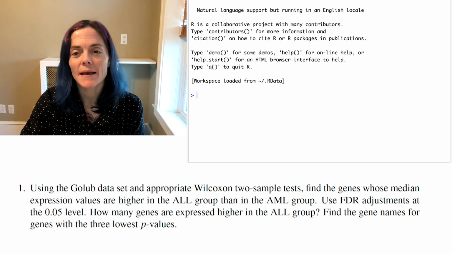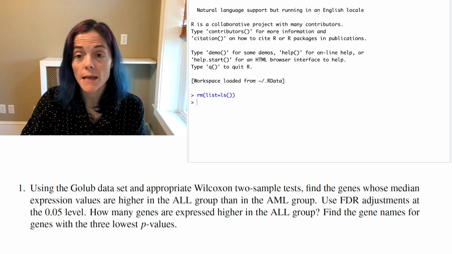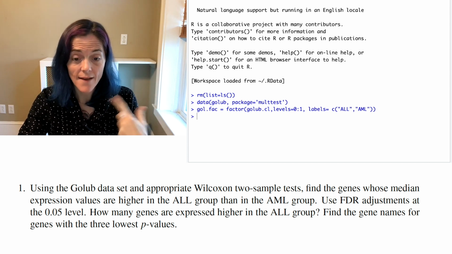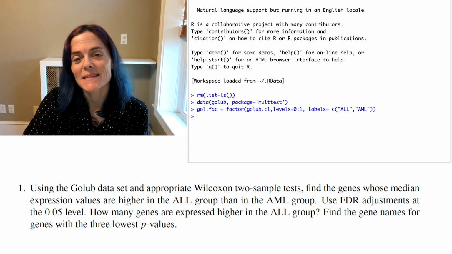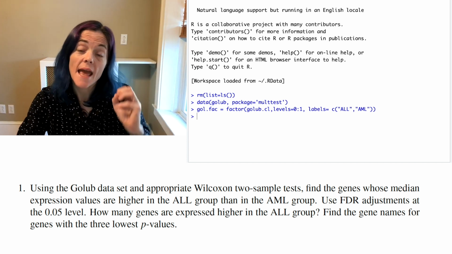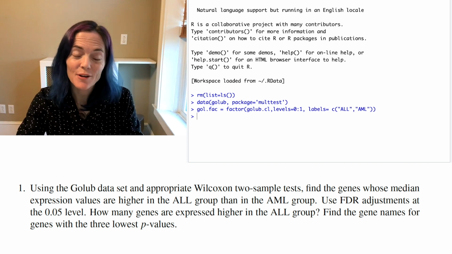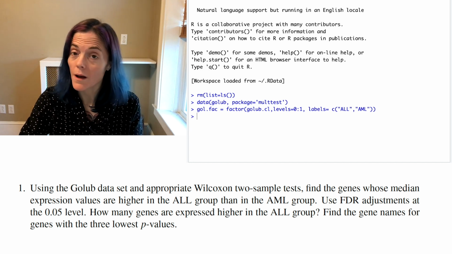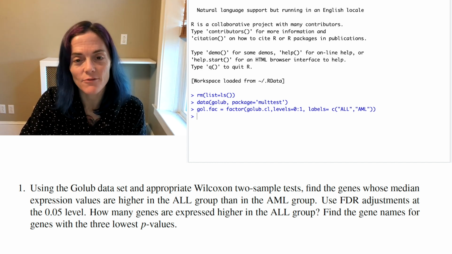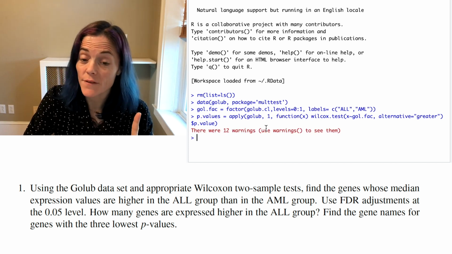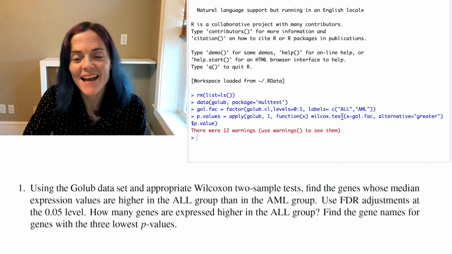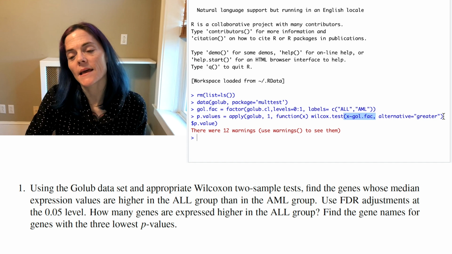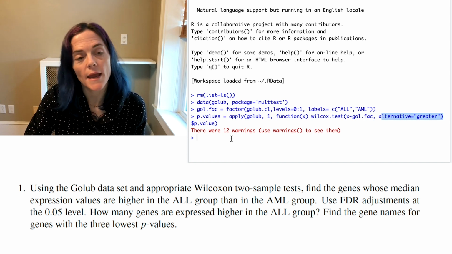Well, we can begin by clearing all of the saved objects. Now we need to load the Golub data, and we have this gol.fac that we use throughout the semester. We know the ALL group and the AML group have different numbers of patients in them, and so we're going to be using a Wilcoxon rank sum test. You can see I have used the apply function. Here I have called wilcox.test. I've used this factor, and then I have specified alternative is greater.